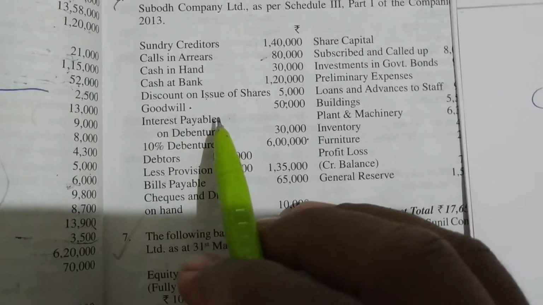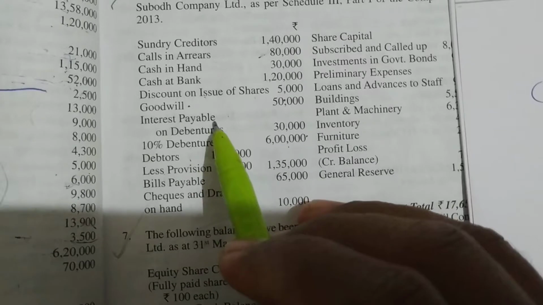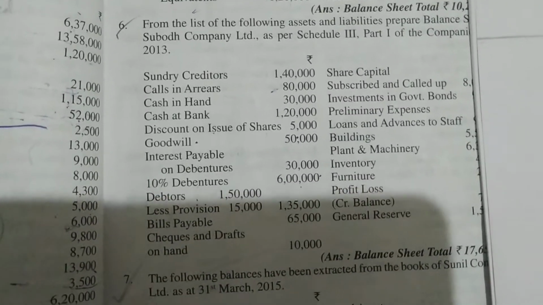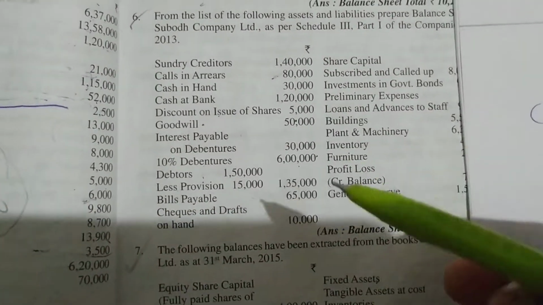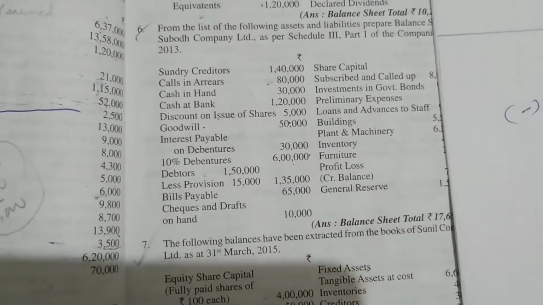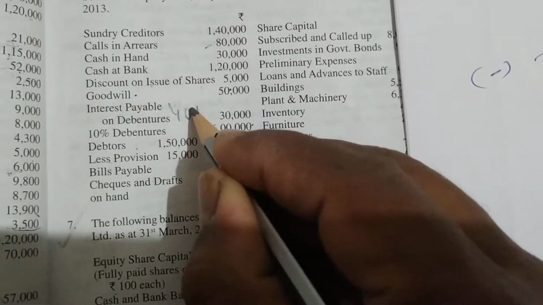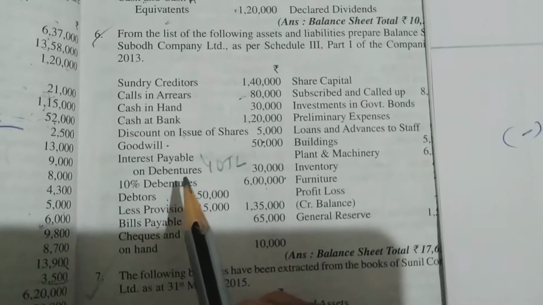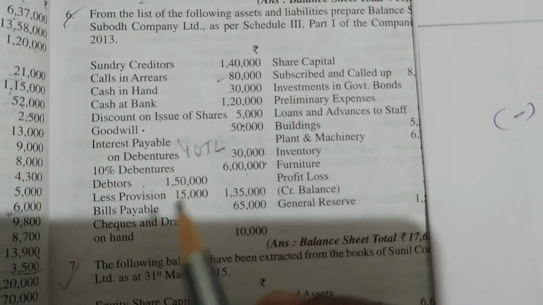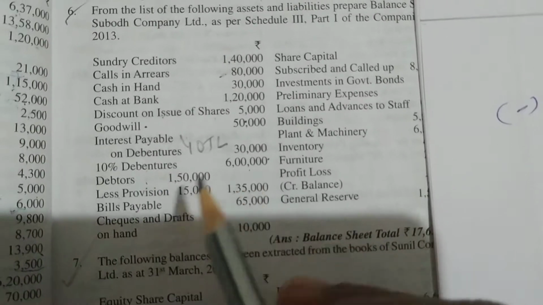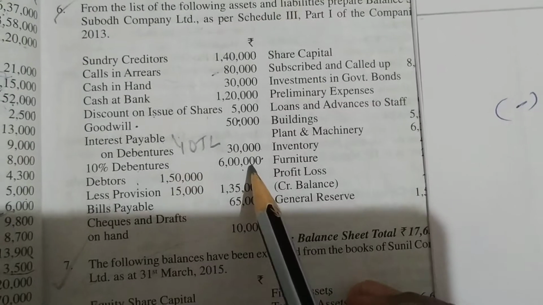Next, it says interest payable on debentures. You have to pay interest on debentures, which means it's a liability. How much is the liability? 30,000. This 30,000 you write under other current liabilities. So the interest payable on debentures goes under other current liabilities. Debentures, we know, go under long term borrowings, 6 lakhs.